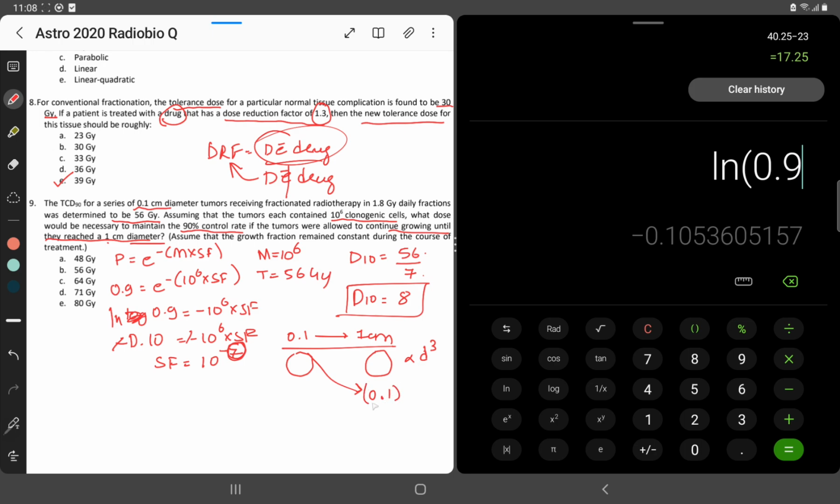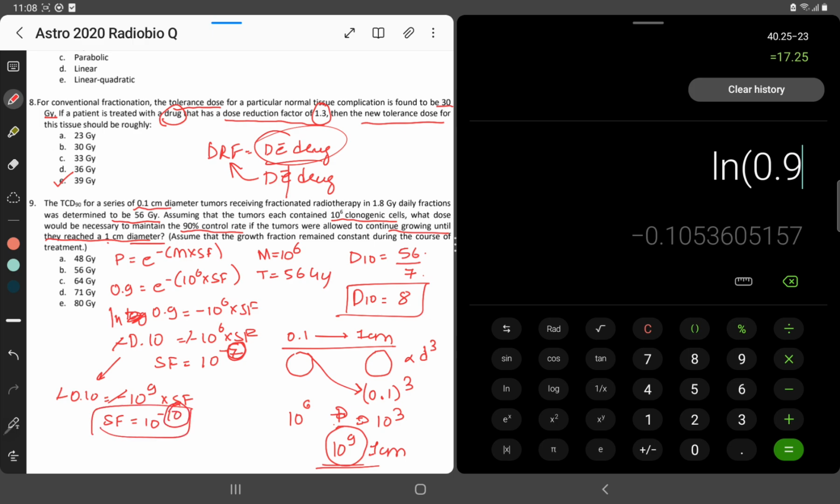So the factor is 10 cubed, which is 10 to the power of 3. Initially it was 10 to the power of 6. Additionally it is 10 to the power of 3, which gives us 10 to the power of 9. So currently, with 1 centimeter diameter, we have 10 to the power of 9 cells. So calculating the surviving fraction again for this, the other information would be the same. At this point, if I put it in, it will be minus 10 to the power of 9 times SF. So SF will be 10 to the power of minus 10.